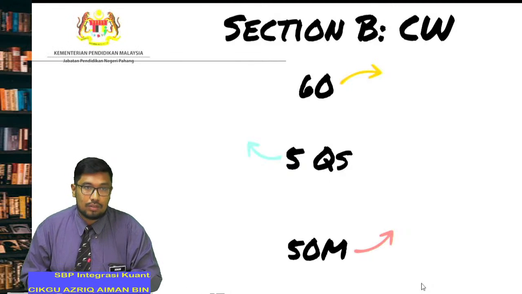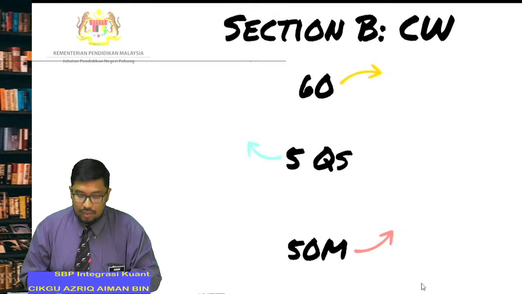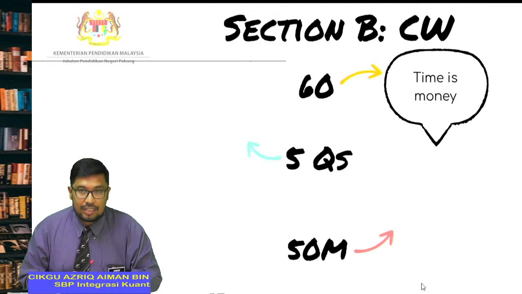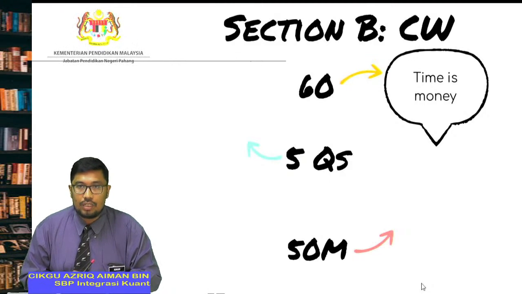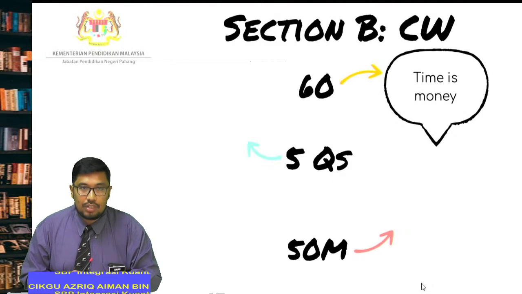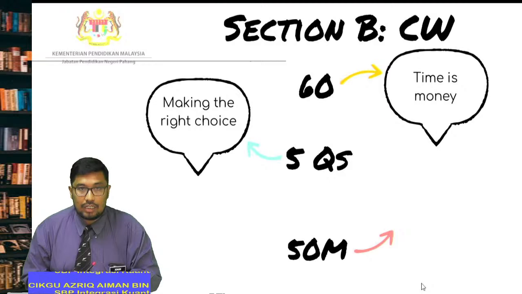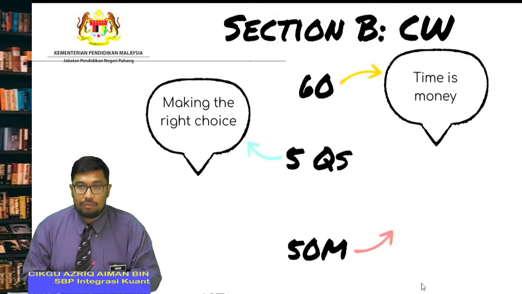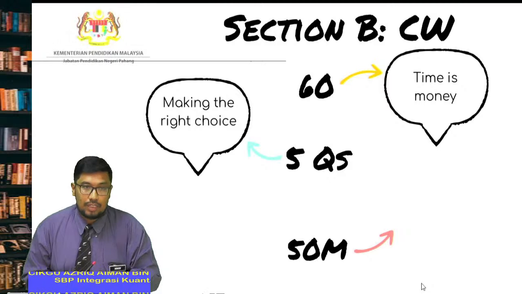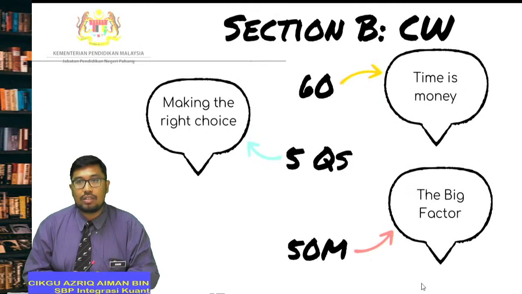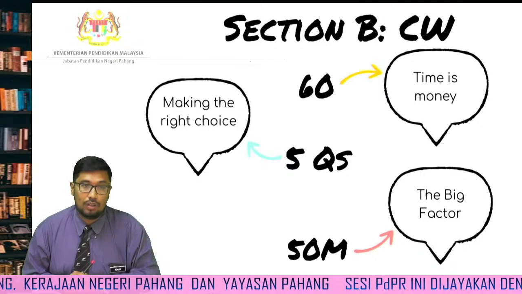If you can see on the screen now, there are three main important things that you should consider when you are attempting this section. The first one, the number 60, is the time allotted for you to answer this section. You are given 60 minutes to attempt the continuous writing part. And then the 5 Qs stands for 5 questions. It's a matter of you making the right choice when you are attempting this question, be it if you are answering the factual question, argumentative, descriptive, narrative, or even reflective. And lastly, the 50M is the big factor because this section carries 50 marks for the whole English paper, which is the highest among all.